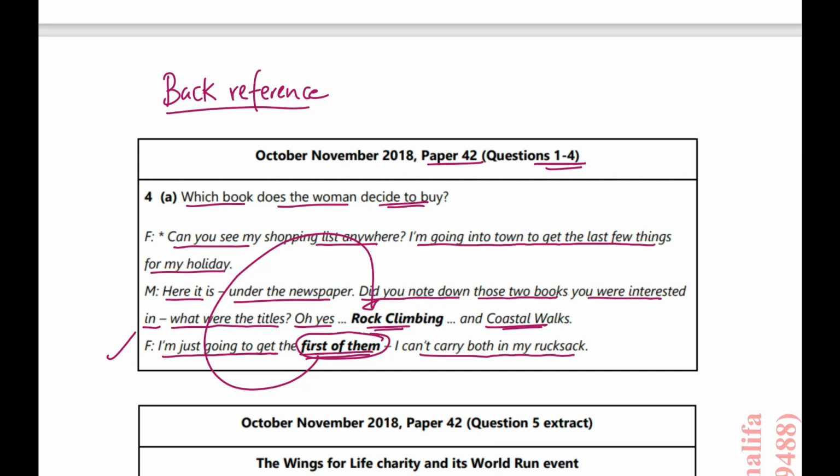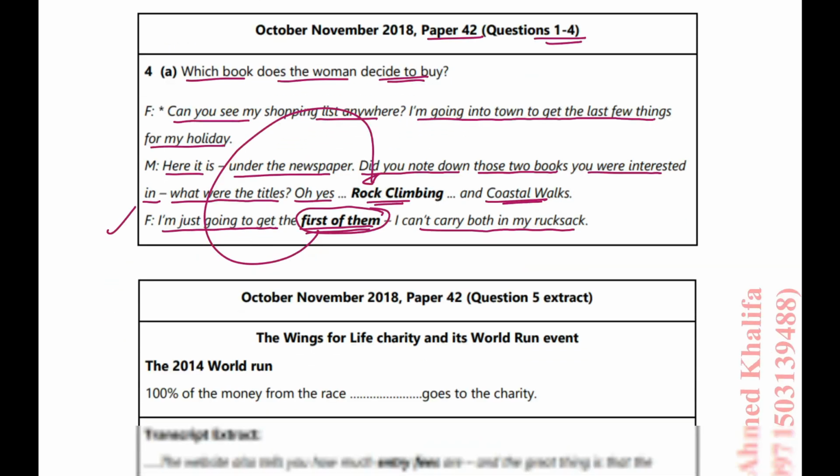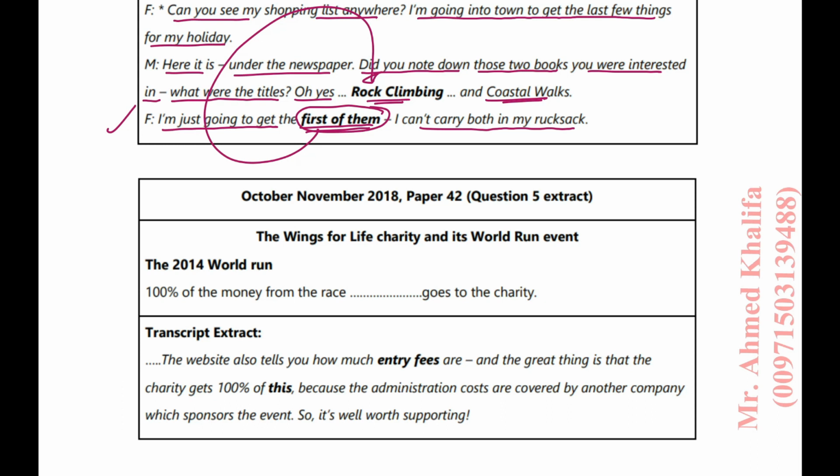You understand? Okay. So let us see another example for the back reference. That was October-November 2018, paper 42, question 5. Okay. The Wings for Life charity and its World Run event. The 2014 World Run.